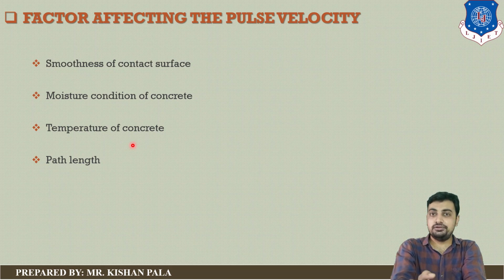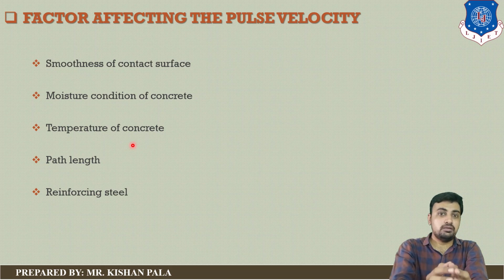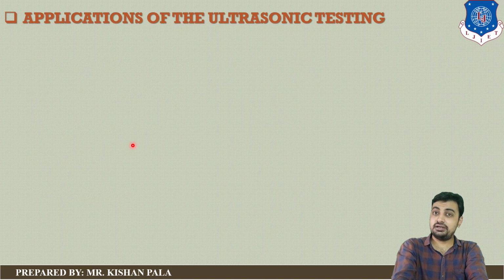For example, if you are testing small specimens like cubes and cylinders in the laboratories, this will not give you an accurate result with this test. And next one is reinforcing steel. The ultrasonic pulse velocity in steel is 1.2 to 2 times that in the concrete mass. So if you are using reinforcement in your RCC element, this will affect the velocity of the ultrasonic pulse.